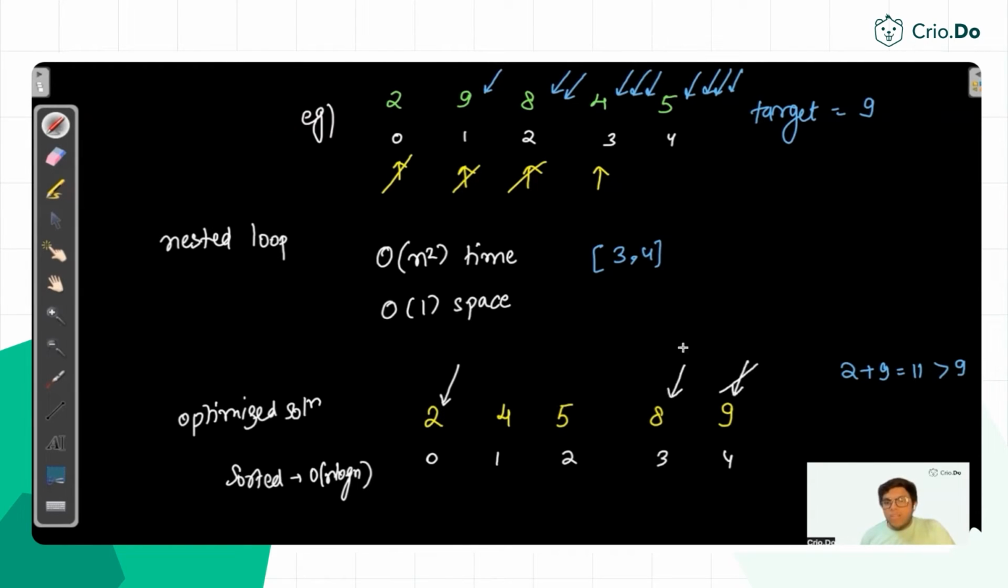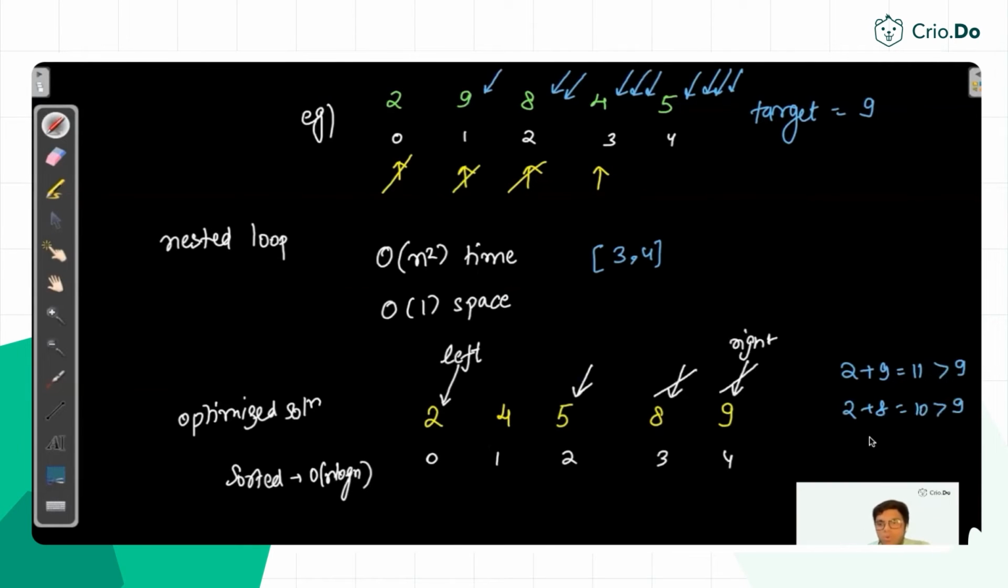Now again ask: 2 plus 8 is 10. Again, we have a greater sum. We need only 9, but we are getting 10. We require a lesser sum value. So again, whatever names we give the pointers, let's say left and right, we will do right pointer minus minus, that is, go to the previous, smaller value. Now what will happen? 2 plus 5, the sum will come out to be 7.